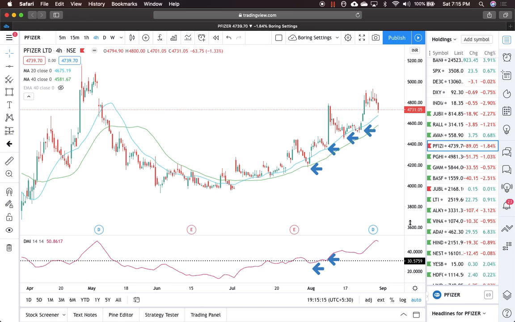As I said, it's a longer time frame strategy that I'm using. So I'm using the 4 hour chart. You can use it on the intraday charts as well, 15-minute, 5 minute. If you are using it, do let me know in the comment section below.